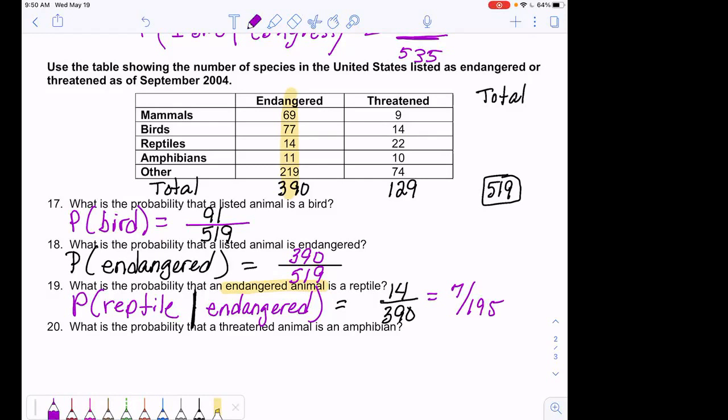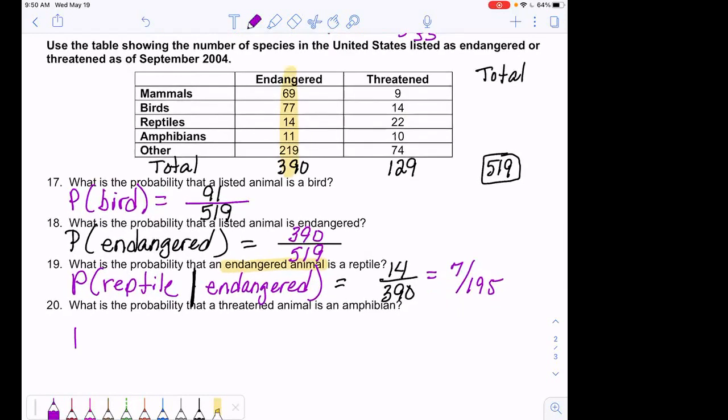The last one says, what's the probability that a threatened animal is an amphibian? So again, I'm going to write this out so we can see what it should look like. The threatened animal is now the specific animal that we're looking for, and it says is an amphibian. So amphibian goes first. And the specific group are the threatened animals. So we're going to the threatened group now, down that column.